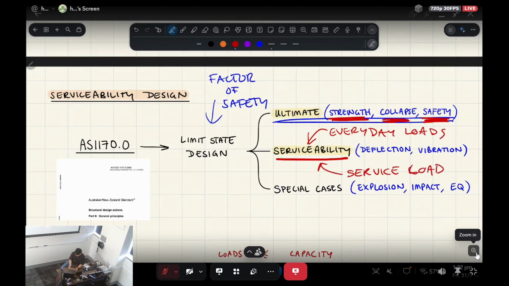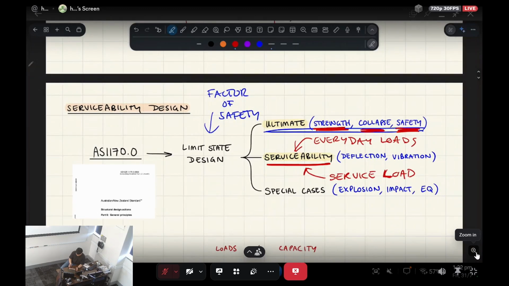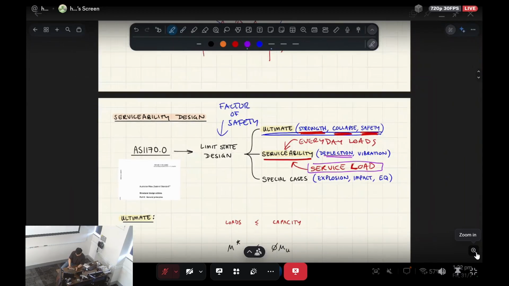So how can we design our structural members to satisfy everyday use? One of the ways that you can do that is through the lens of deflection. Deflection is basically saying, based on these everyday service loads, how can we design our beam to not sag a certain amount, or deflect a certain amount?